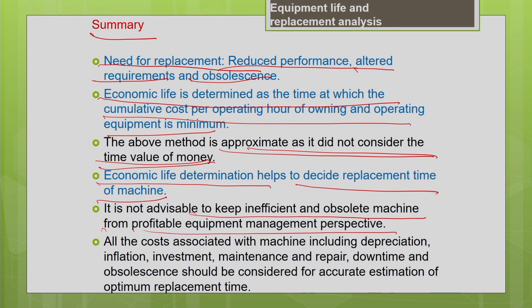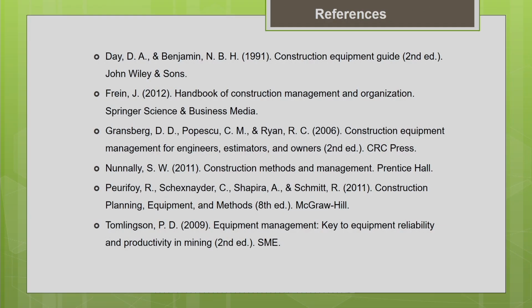For equipment replacement analysis, we are supposed to consider all the costs, as I mentioned earlier, including depreciation cost, effect of inflation, investment cost, maintenance and repair, downtime and obsolescence. Everything should be considered for an accurate estimation of the optimum replacement time. These are the points we should keep in mind when doing the replacement analysis. These are the textbooks I recommend for preparation related to this topic. In the upcoming lecture 7, I will be discussing equipment replacement analysis.